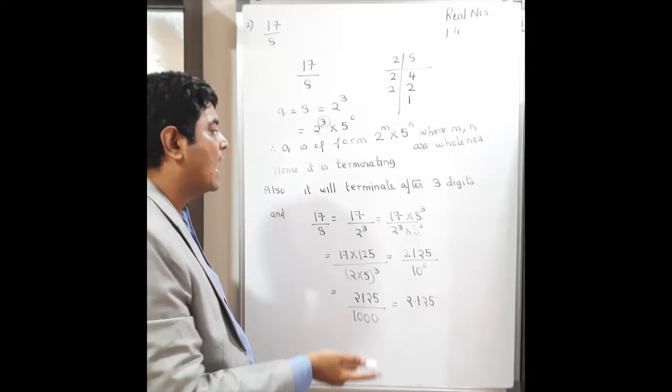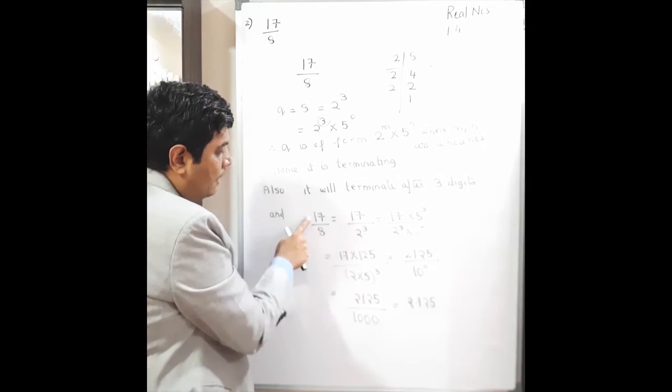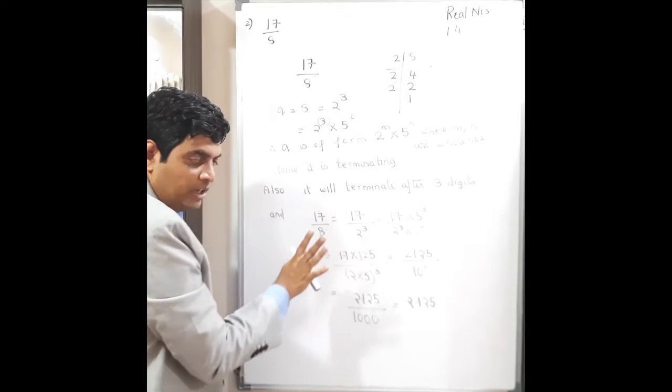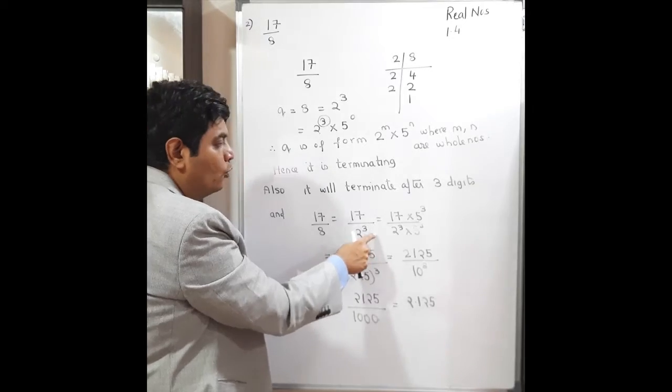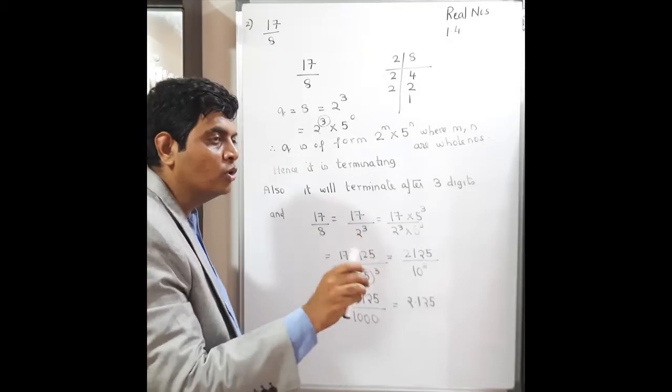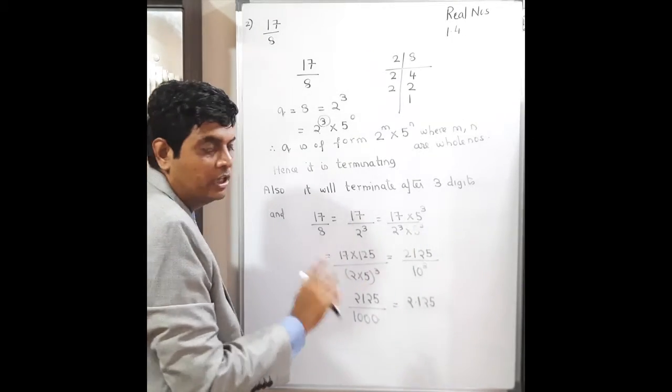And further, if they ask what will be the decimal expansion, how will you do it? 17 upon 8 is 17 upon 2 raised to 3. I need to have 2 and 5 both, and the power of both should be the same. I don't have 5 over here, so I will multiply by 5 raised to 3.